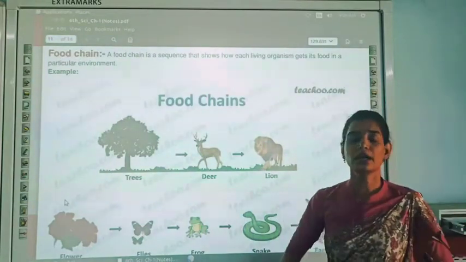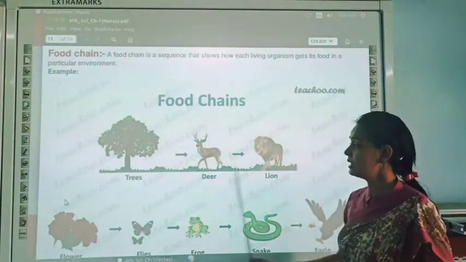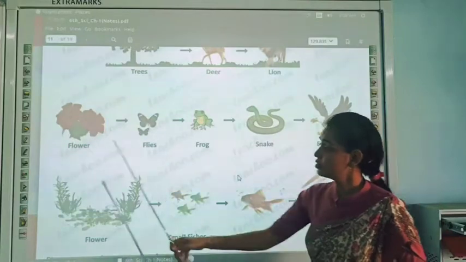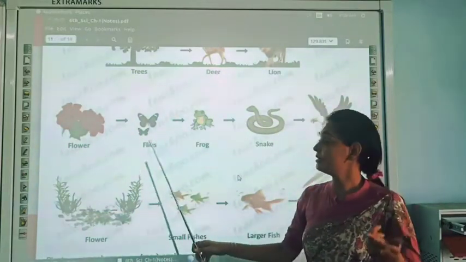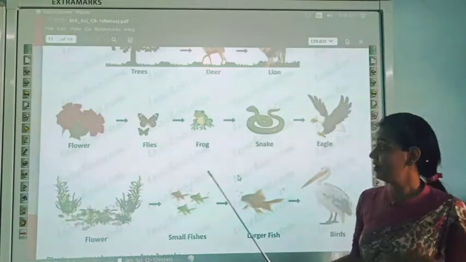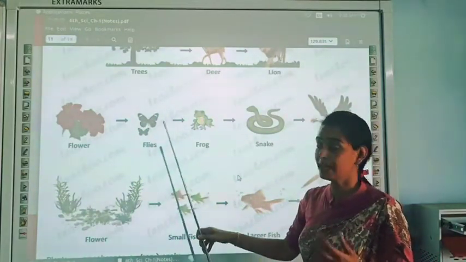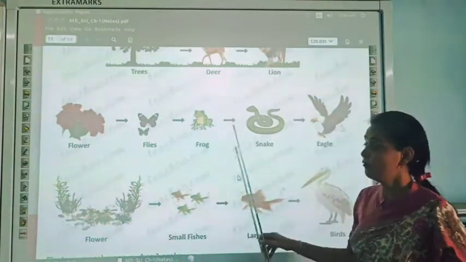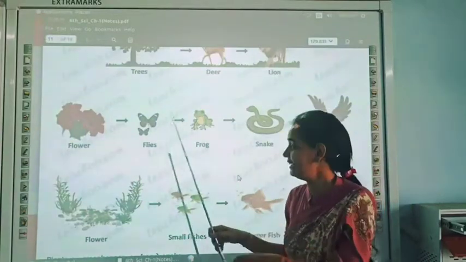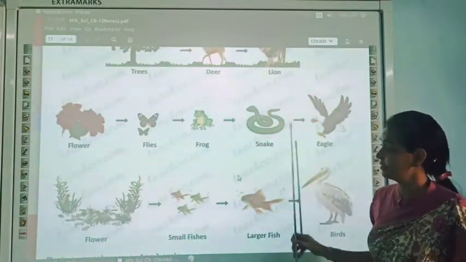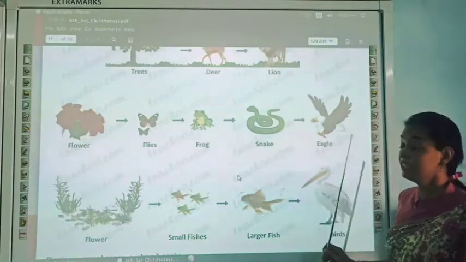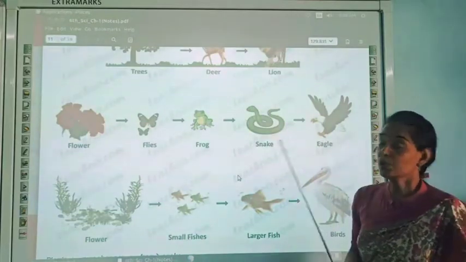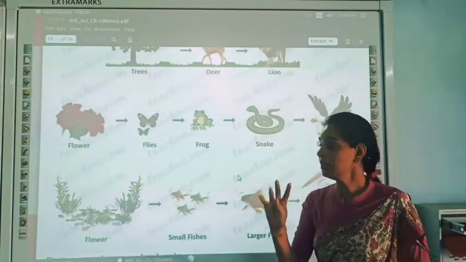But in nature there are so many varieties of food chain. So this chain is in the forest. We can find it in the forest. If we go to the garden area, so flower juice is eaten by the flies or honeybees, you know, and these flies, butterflies and any other flies, they depend on the nectar, the sweet juice of a flower. Now frog can eat flies, a snake can eat frog, and eagle can eat a snake. So this is the food chain. You know, food chain is only possible in 3 or 4 steps.